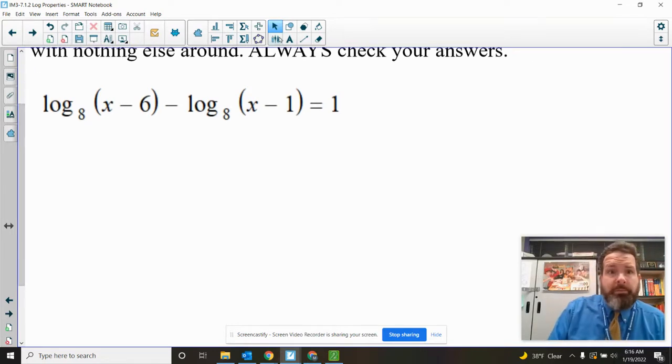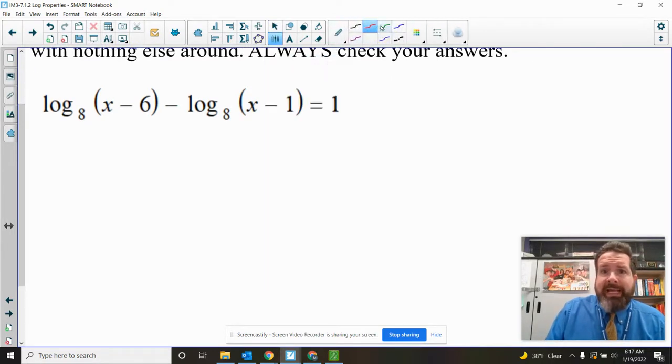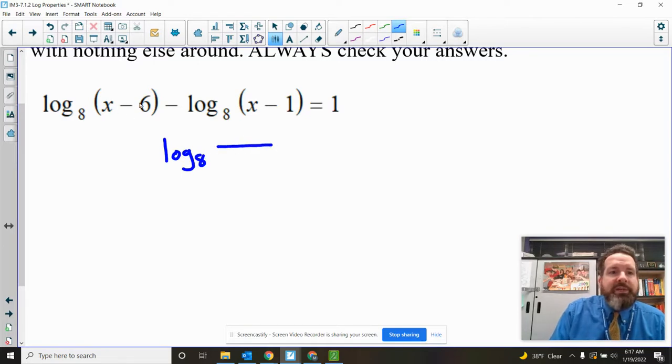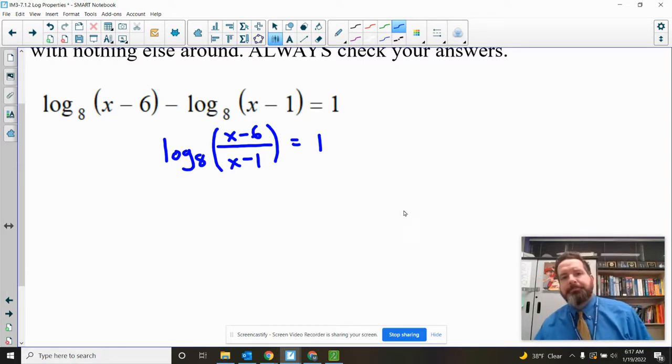So here we go. I see two logs that are both base 8, fantastic, and oh, there's a minus between them. I know that using my properties, that means I can put these together into a single logarithm where I take what's in the first one on the top and what's in the other one on the bottom. Now you've got a single log. I'm going to put parentheses here just to make it very clear that's all inside that logarithm.